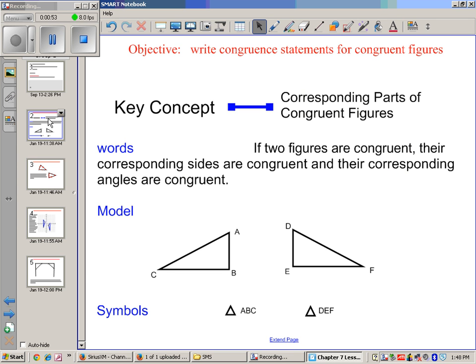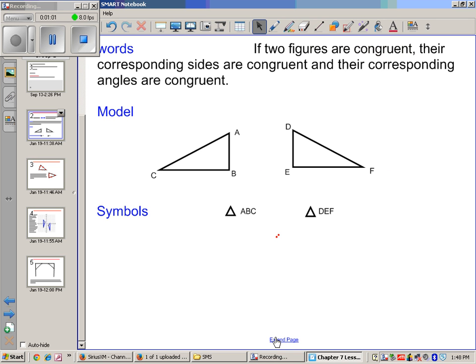Okay, we have our model, which we're going to do some writing on. I'm going to pop up the page a little bit here. First of all, you need to write: we are going to prove triangle ABC is congruent, the little squiggly line with an equal sign underneath it, to triangle DEF.